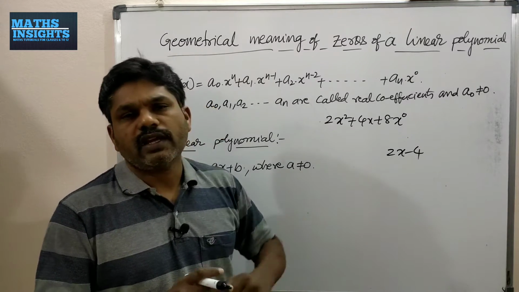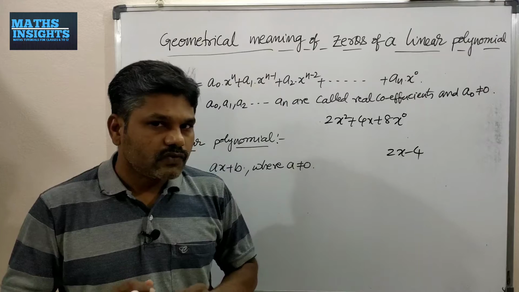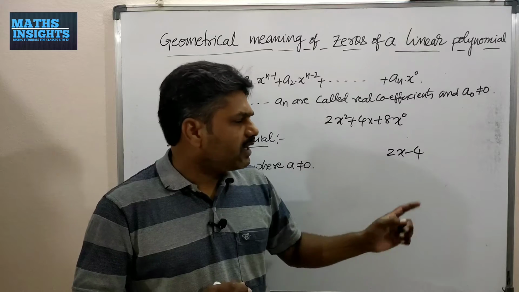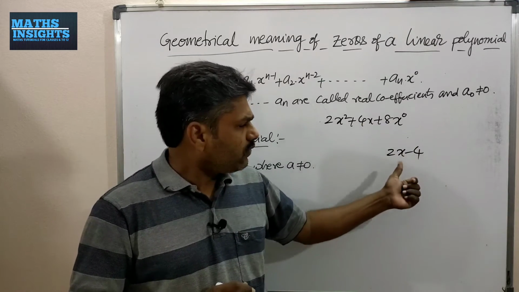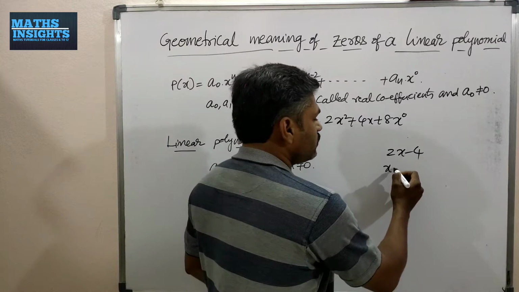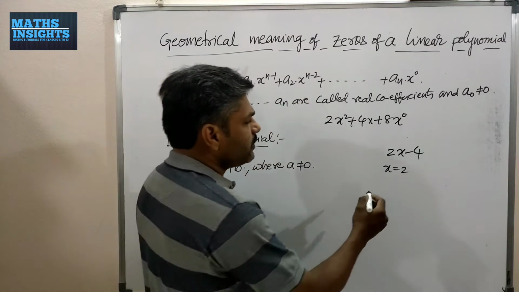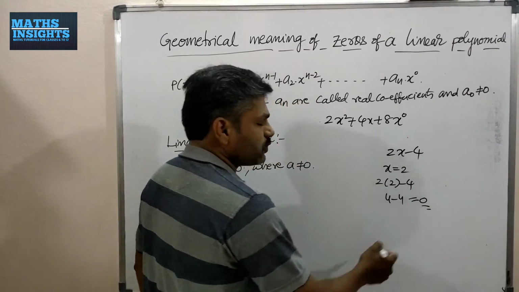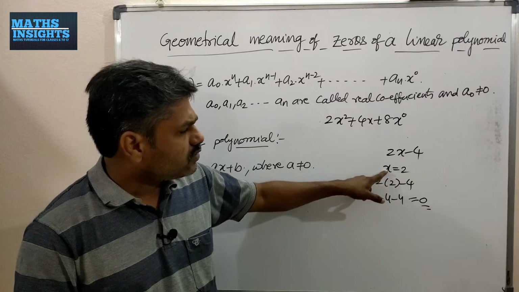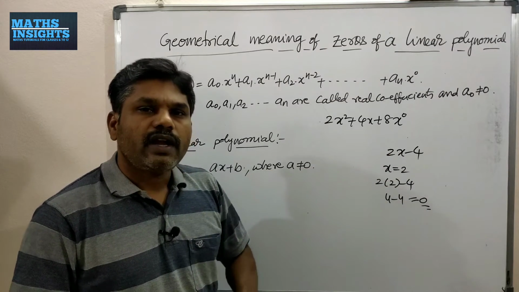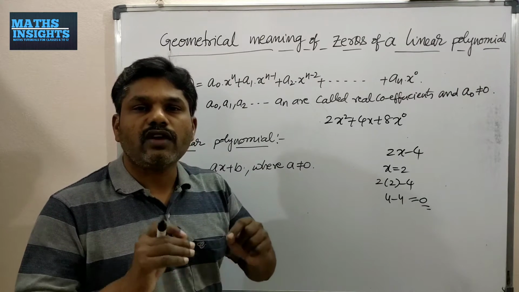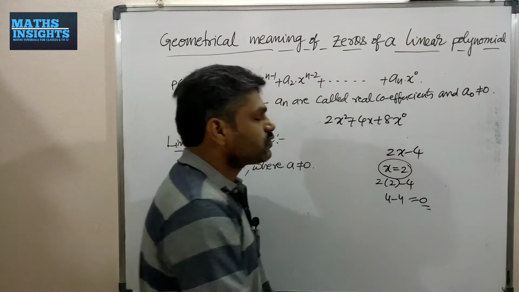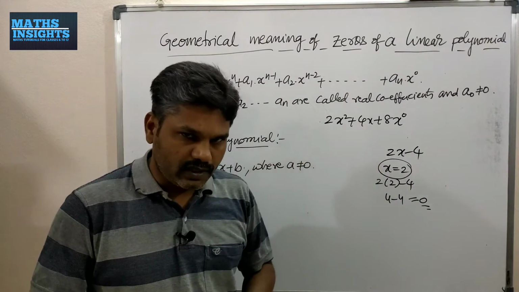Now I am taking a linear polynomial called 2x minus 4. I want to substitute some value for x which will make this expression 0. If you substitute x is equal to 2, then it will become 2 into 2 minus 4, that means 4 minus 4, that is equal to 0. That means on substituting x is equal to 2 in this linear polynomial, the value of the polynomial is becoming 0. That's why this x is equal to 2 is called zero of the polynomial.